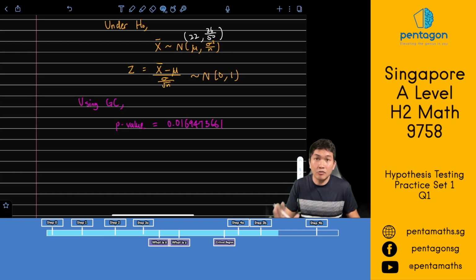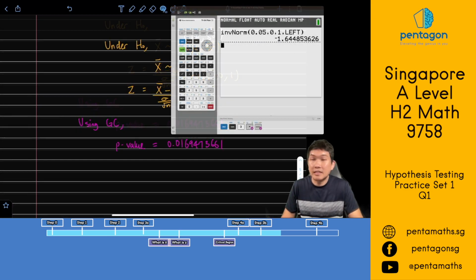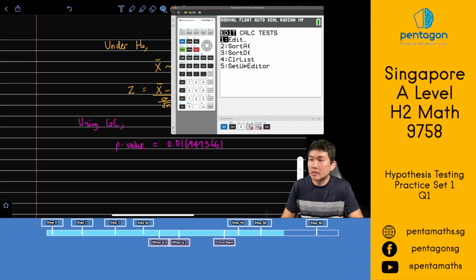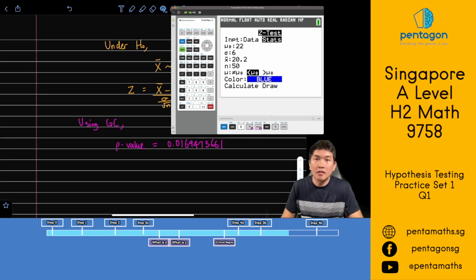So let's take a look at how to operate the GC, what buttons to key to get this p-value. To access the z-test, you have to go to the stat button. Clicking on the stat button will land you in this page, and then you want to move left to the tests tab. Under the tests tab, you want to get to z-test, which is number 1. Now, in the z-test, we are not going to use data. On top, you can see there's data and stats. In this case, we're going to use stats. First of all, mu0. Mu0 is the value of the population mean assumed under H0.